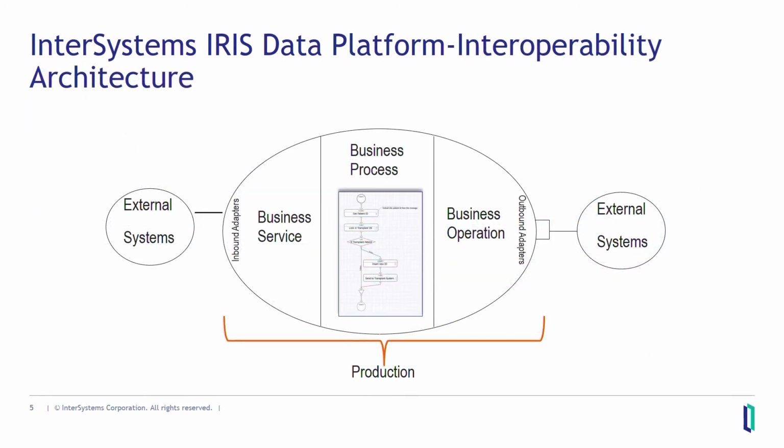So we're going to talk briefly about what's inside the interoperability in terms of design. You have external systems communicating with what we call a production. Inside a production, basically, it has all the components for an interface, more or less. The external systems communicate through inbound adapters into business services, which are the inbound data components. And then there's a business process in the middle, which is data transformations. It could be workflow. That's where you do your manipulation, if you will.